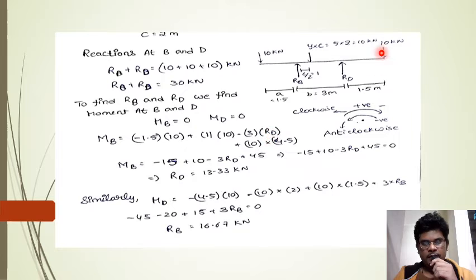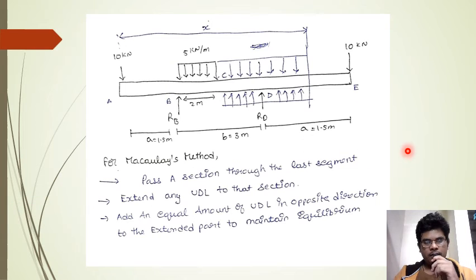Now similarly, while writing down the equation and solving it, we get RD is equals to 13.33 kilonewtons. And likewise, if we calculate the moment at D, we will get the RB value as 16.67 kilonewtons. We can also get the RB value by substituting RD value in this equation. Now as we found out the reactions at B and D, so this is basically the Macaulay's method.